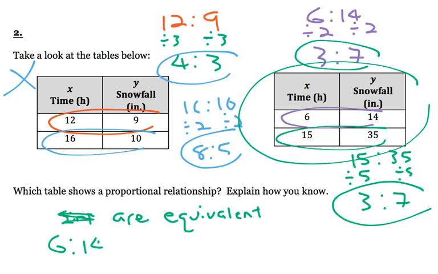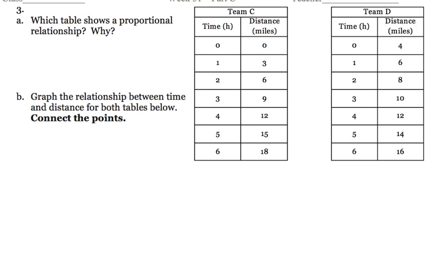6 to 14 is equal to 15 to 35 because they're both equal to 3 to 7. Alright, so on the back we have Team C and Team D, and we want to know which table shows a proportional relationship. And there's two ways you can tell right away that the answer is Team C. So one, you can just start looking for that constant of proportionality.